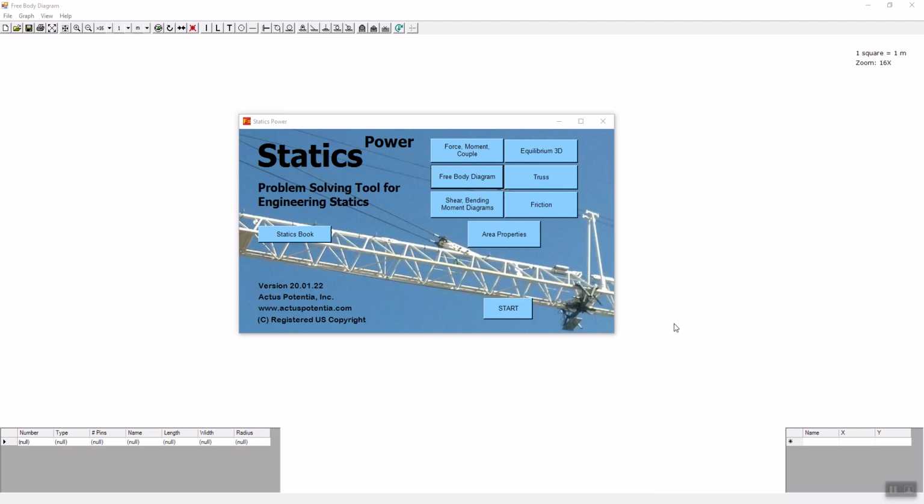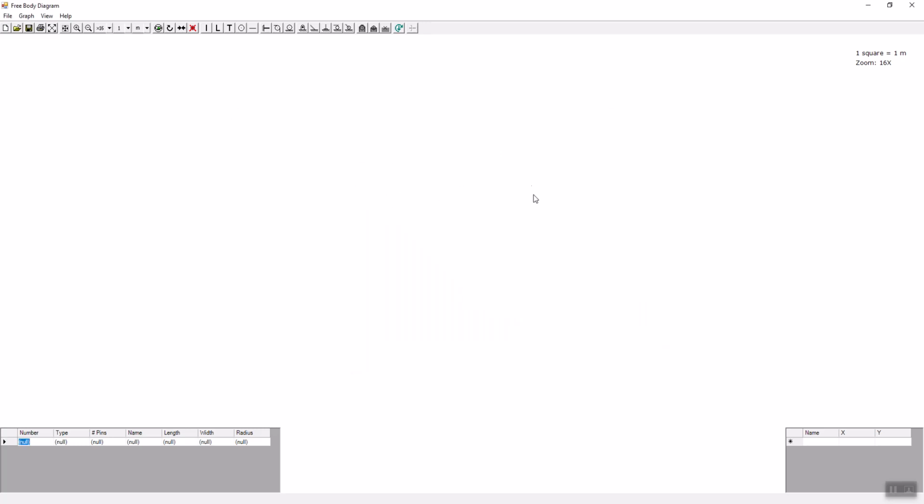Welcome to this video on frame analysis. We will use Actus Potentia's statics power software to analyze a frame. So we click on the free body diagram button and we start the free body diagram application.